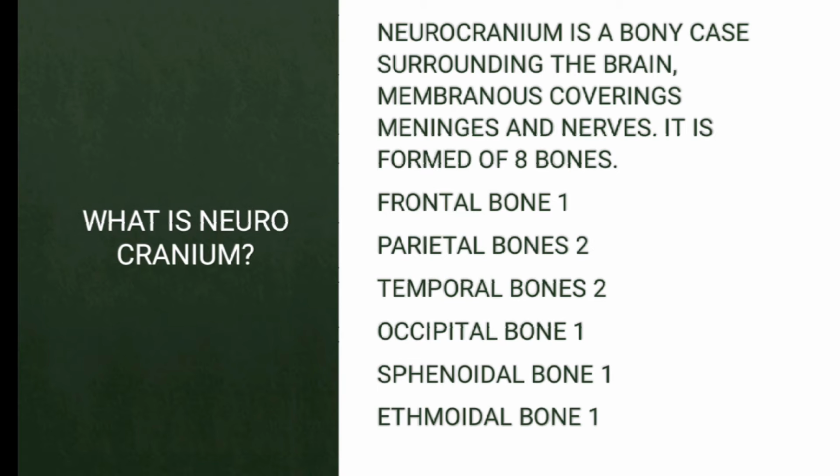It is formed of 8 bones: 1 frontal bone, 2 parietal bones, 2 temporal bones, 1 occipital bone, 1 sphenoidal bone, and 1 ethmoidal bone. So a total of 8 bones make up the neurocranium.